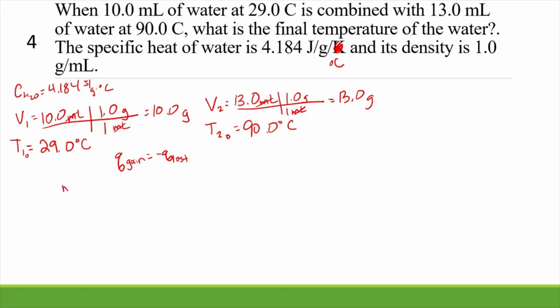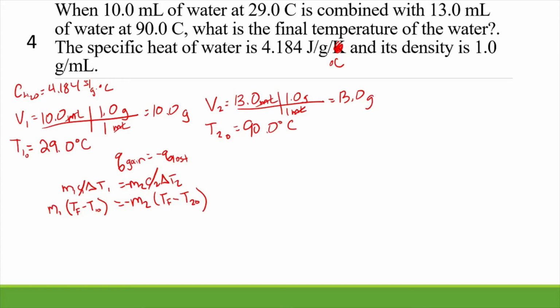And we also know that Q is equal to MC delta T. So that means we're going to have M1C1 delta T1 equals negative M2C2 delta T2. But they're both water, they both have the same specific heat, so those specific heats are going to cancel out. We don't even need it here. So then we have M1 times delta T1, which is T final minus T1 initial. Remember, they're both going to have the same final temperature. It's equal to M2 times, don't forget that negative sign, T final minus T2 initial.